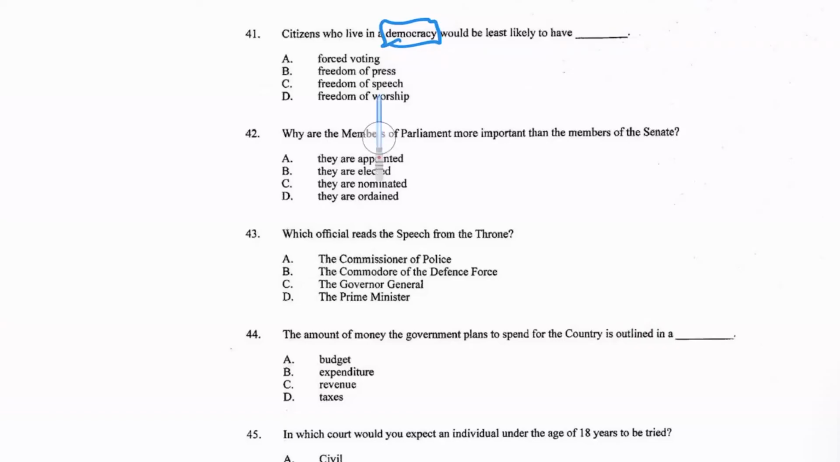Let's take a look at this question. You'll notice that there are 4 answers, and 3 of those answers talk about freedoms, like freedom of press, speech, worship, and only 1 of these answers is actually different. So if you didn't really know the answer, you can use a little bit of logic and say, okay, 1 of these has to be different from the rest. And so being forced to vote is different from having freedoms. So the answer is A.